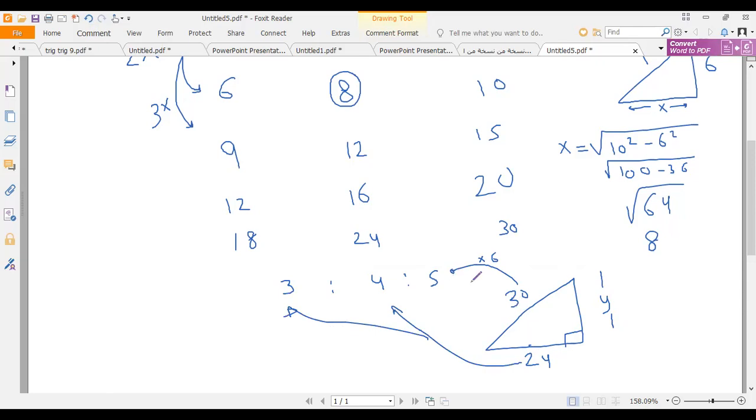5 in relation with 3 by multiplying by 6. So 24, is it in relation with 4 or with 3? It will be in relation with the 4 because 6 times 4 will be 24. So now you have to find the missing side under 3. That means you have to multiply 3 by 6. So 3 by 6 will be 18. So you got the missing side this way.